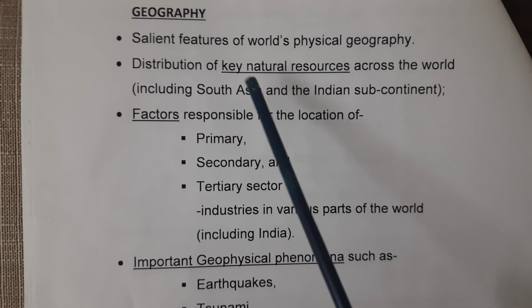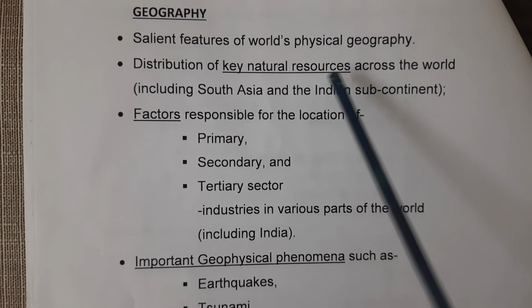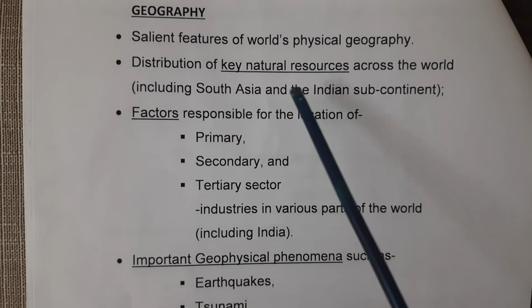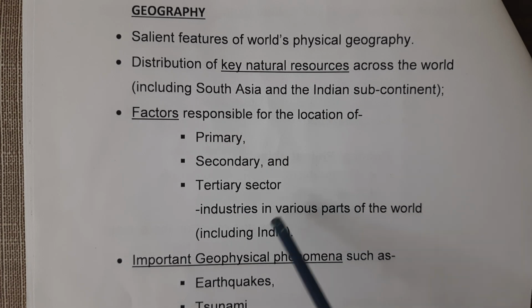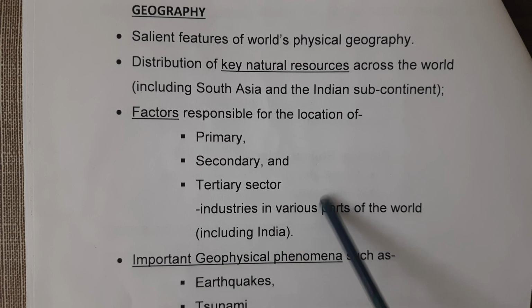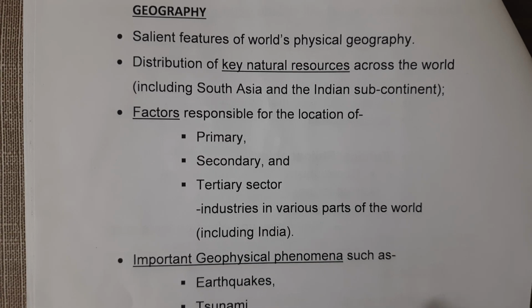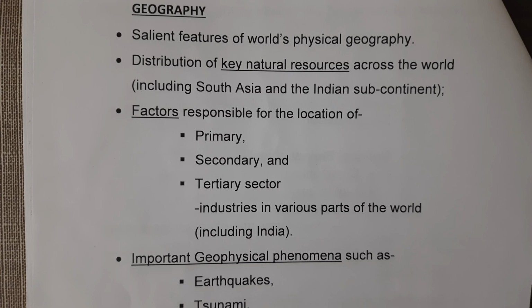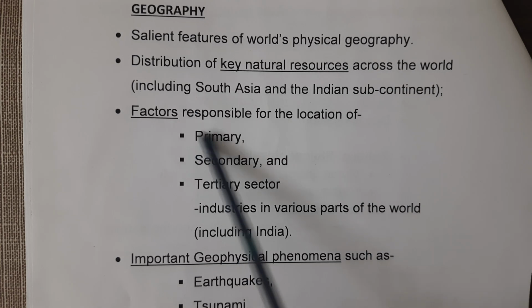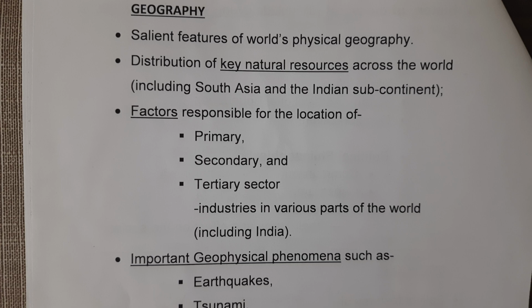For this also, first you should understand what the key natural resources are. Then make a table, and it is better to actually make a map. Suppose you are writing about a natural resource A, and you are making a map showing in which places A is available, and why it is available there. So this is what this topic is about.